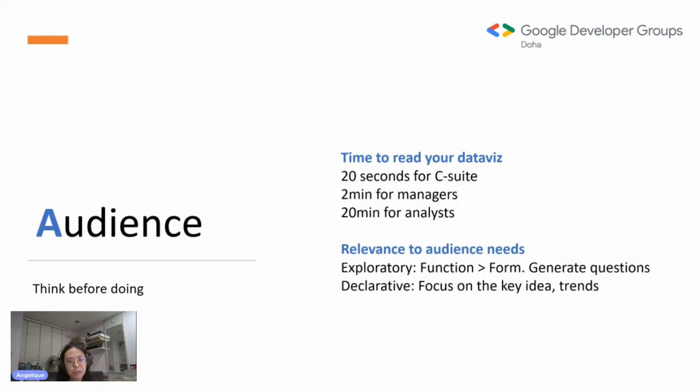At the same time, you also want to know what your audience needs. And there are two main types of data visualizations. The first is exploratory, and the second, declarative. What is exploratory? It's basically data viz for the purpose of generating questions. And that's why function is more important than form.